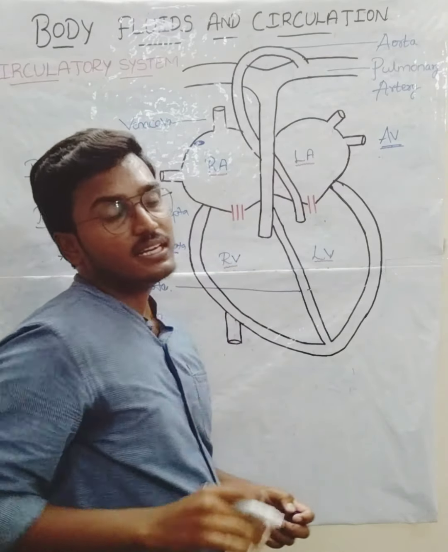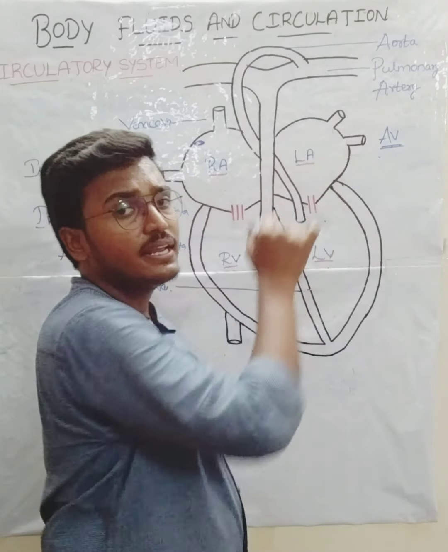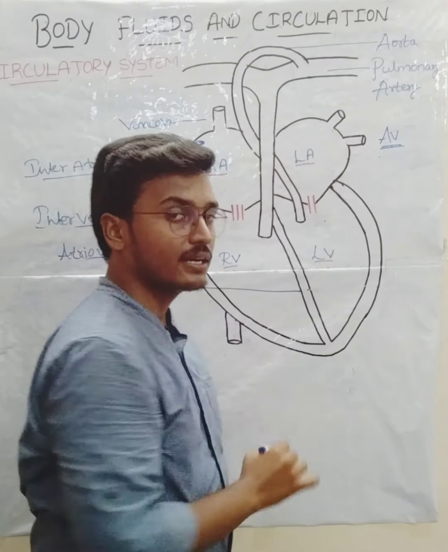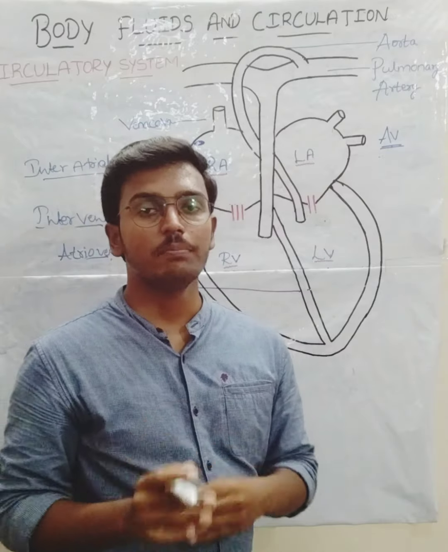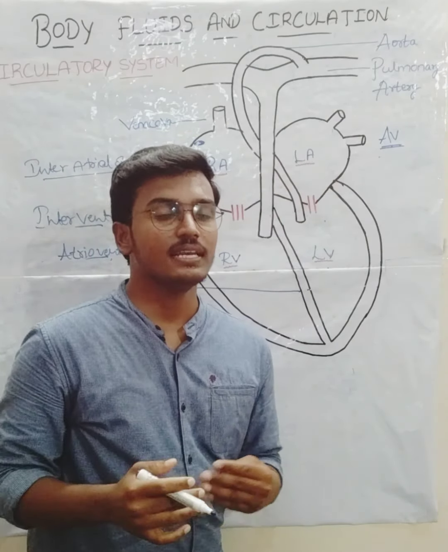From the right ventricle, a T-shaped structure arises. That is the pulmonary artery. From the left ventricle, an S-shaped structure arises. That is the aorta. You can remember it easily. I am telling you that.